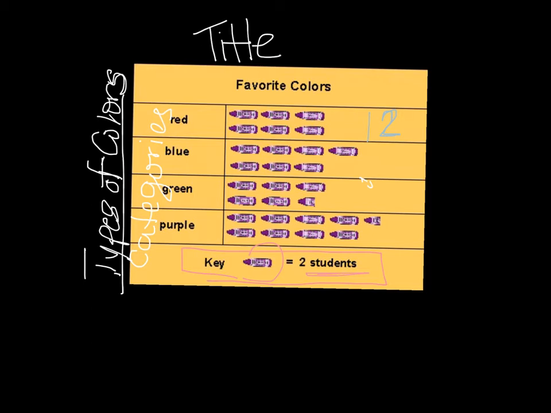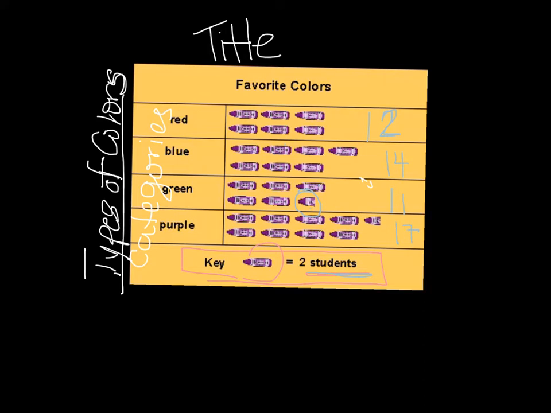Again, here in blue, we've got 2, 4, 6, 8, 10, 12, 14. Green, 2, 4, 6, 8, 10. Now you're probably asking yourself, what do you do when you only have half a crayon? Well, you're going to cut the crayon in half, just like you cut the students in half. So instead of having 2 students, you have 1. So we have 2, 4, 6, 8, 10, and 11, since we only have half of a crayon. For purple, 2, 4, 6, 8, 10, 12, 14, 16, and then 17. And that's really all you have to do for a picture graph.